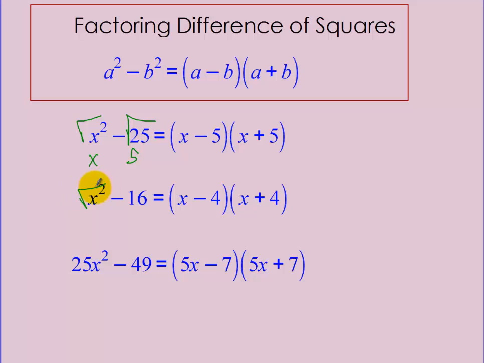On the next one here, you square root that, and it becomes x. The square root of 16 becomes 4. So it's x minus 4, x plus 4. Over on this one, square root of 25x squared is 5x. Square root of 49 is 7, so it's 5x minus 7 and 5x plus 7.